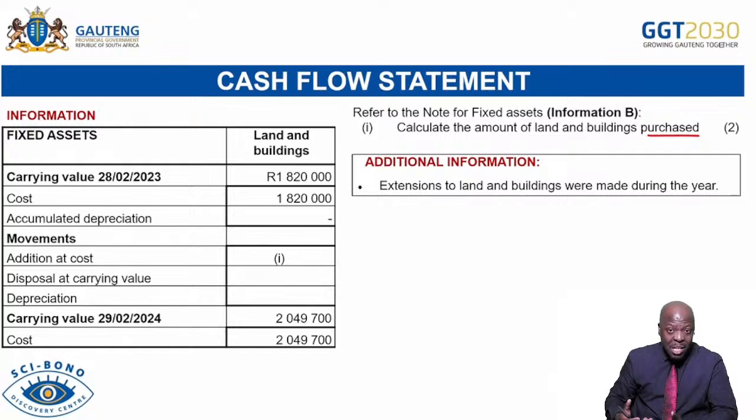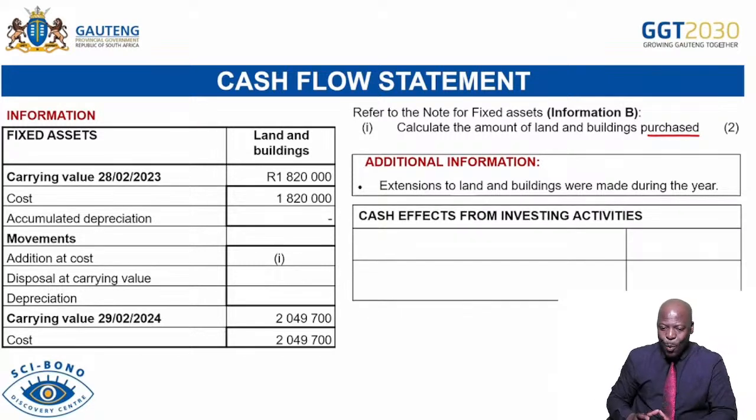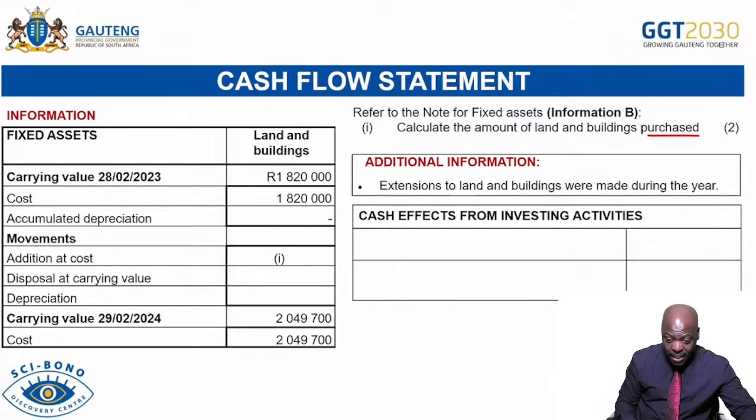So there are some extensions that were done to the land and buildings during the year. If we calculate that amount, where would we show it? We would show it on the investing activities, cash effects from investing activities.